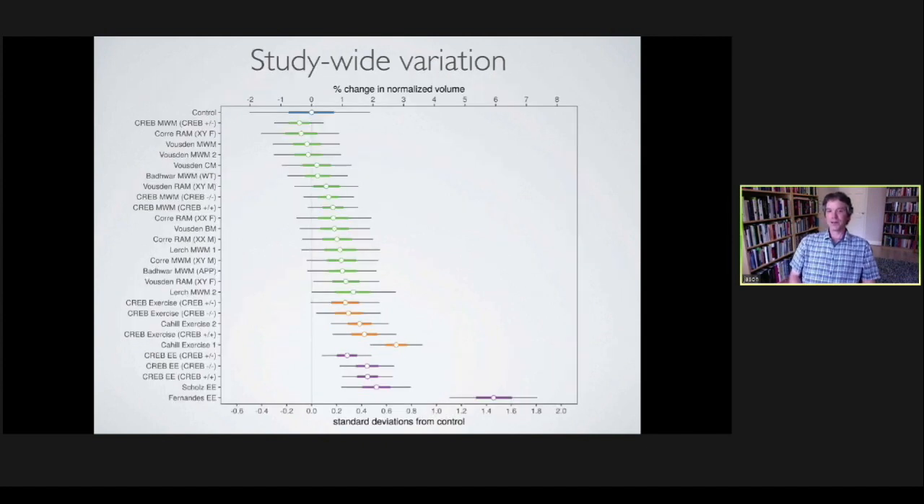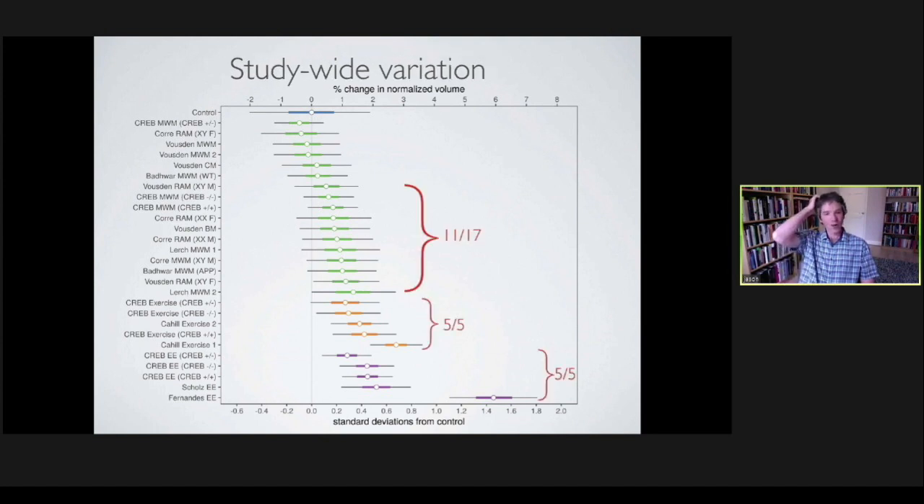Looking at all of the individual studies, anything in green is a maze study, anything in orange is an exercise study, anything in purple is an enrichment study. You can see that the maze studies vary, with some of them showing no effect or even a negative effect, and some of them showing positive effects. Whereas all of the exercise studies and all of the enrichment studies show a strong positive effect.